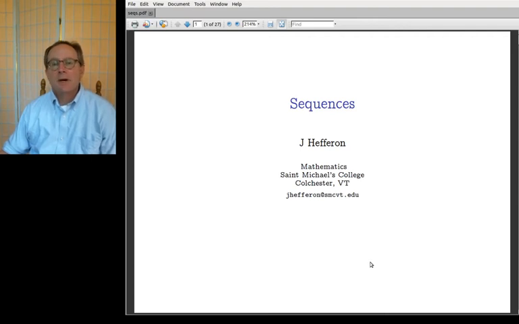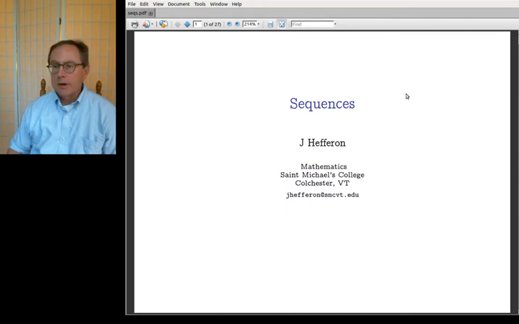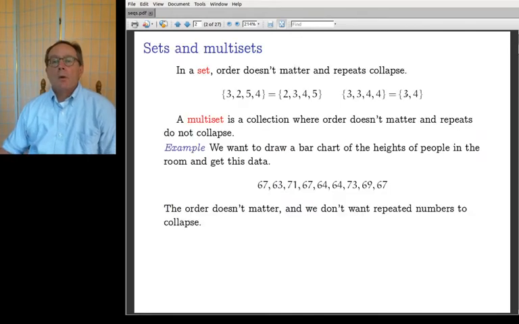Hi. Today we want to talk about sequences of numbers. So let's start in. We described a set as a collection in which order doesn't matter and repeats collapse. And what does that mean, order doesn't matter and repeats collapse?